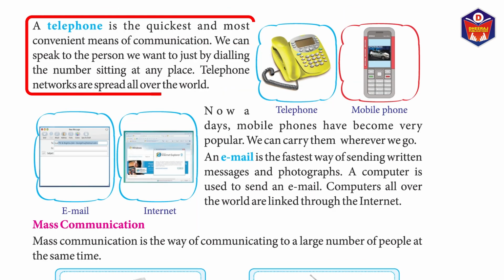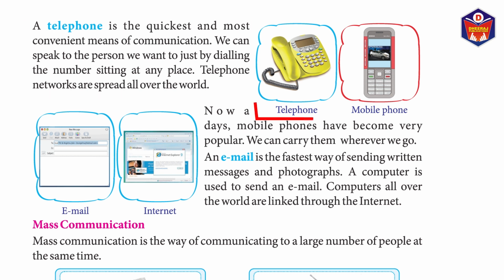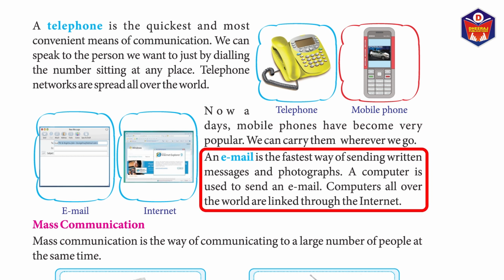A telephone is the quickest and most convenient means of communication. We can speak to the person we want just by dialing the number, sitting at any place. Telephone networks are spread all over the world. Nowadays, mobile phones have become very popular. We can carry them wherever we go. An email is the fastest way of sending written messages and photographs. A computer is used to send an email. Computers all over the world are linked through the internet.